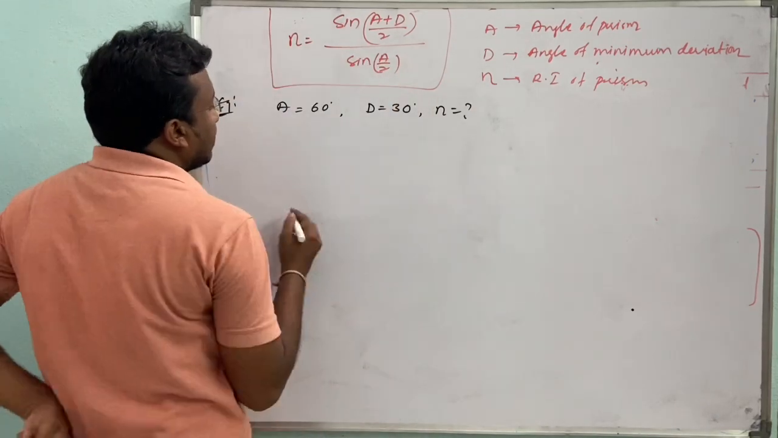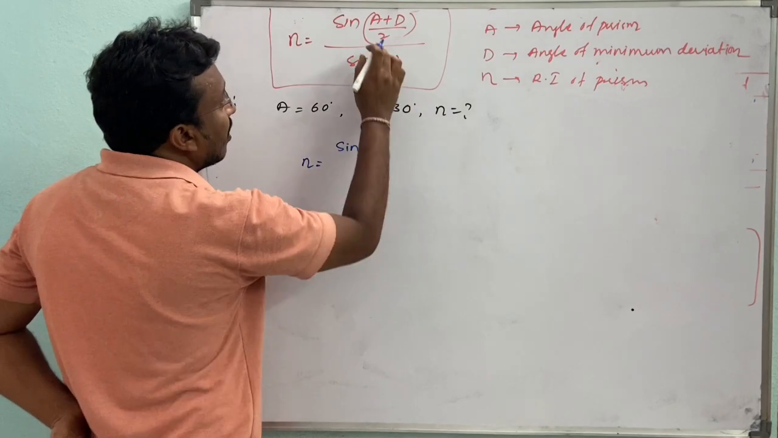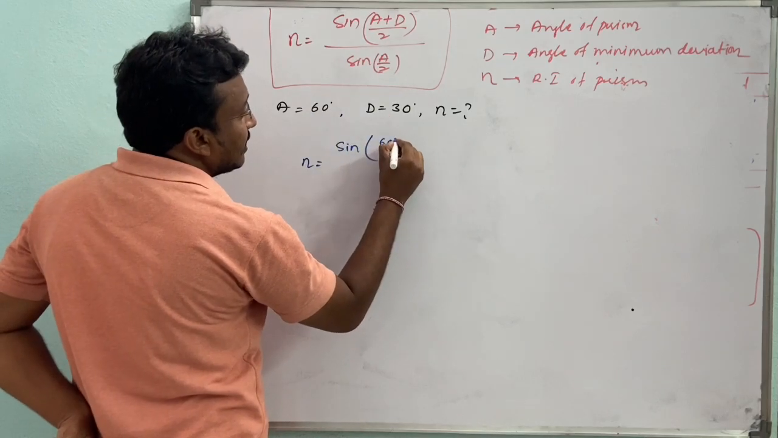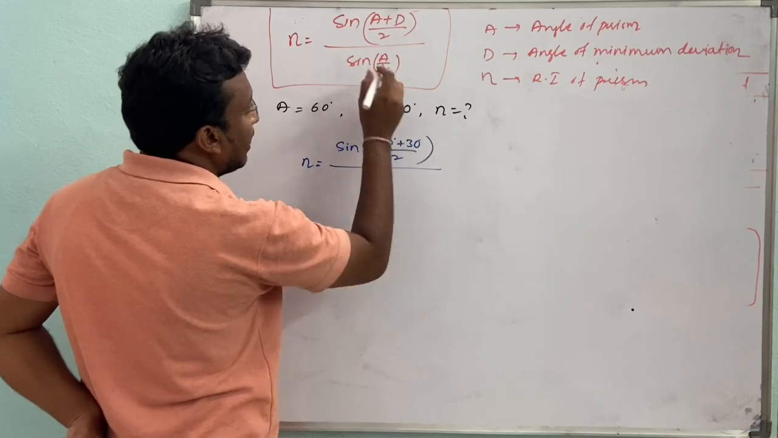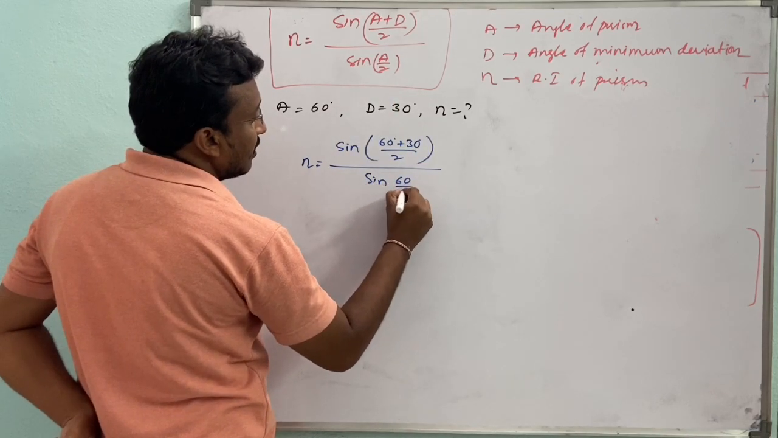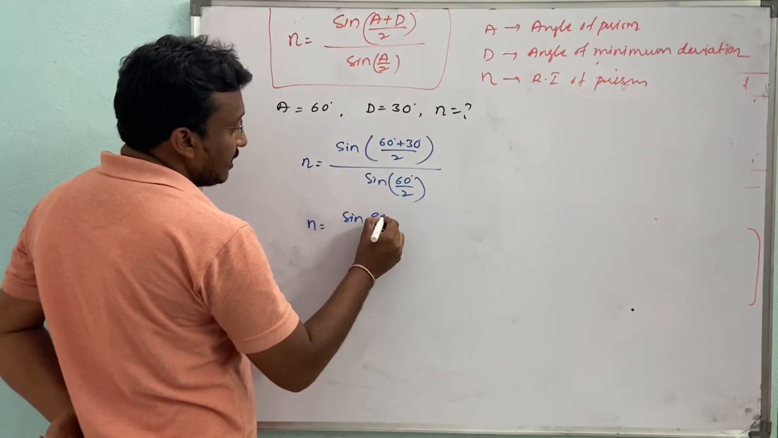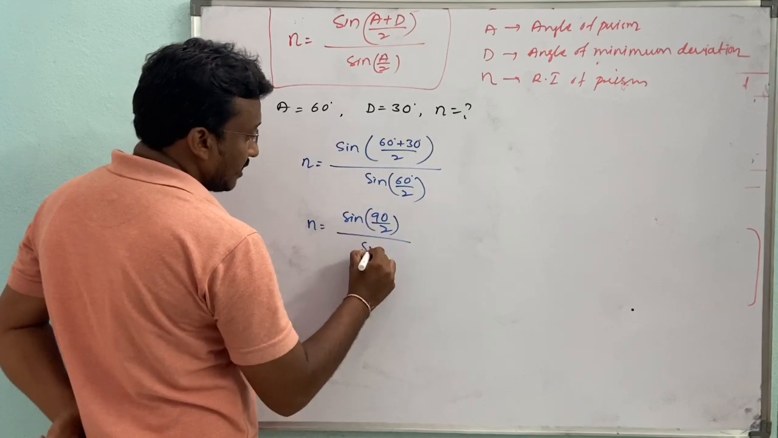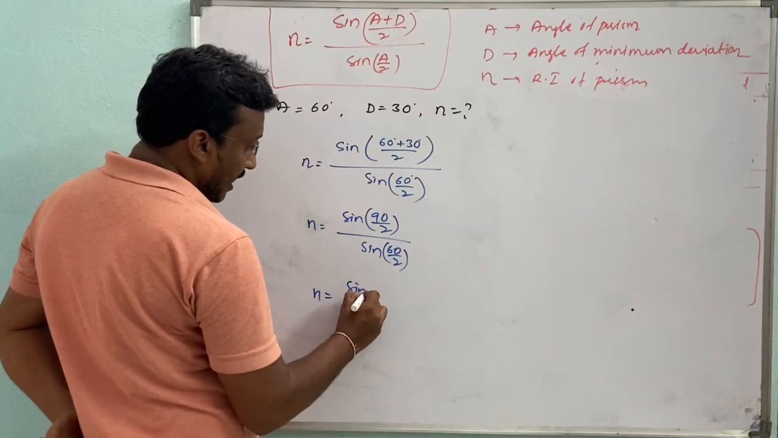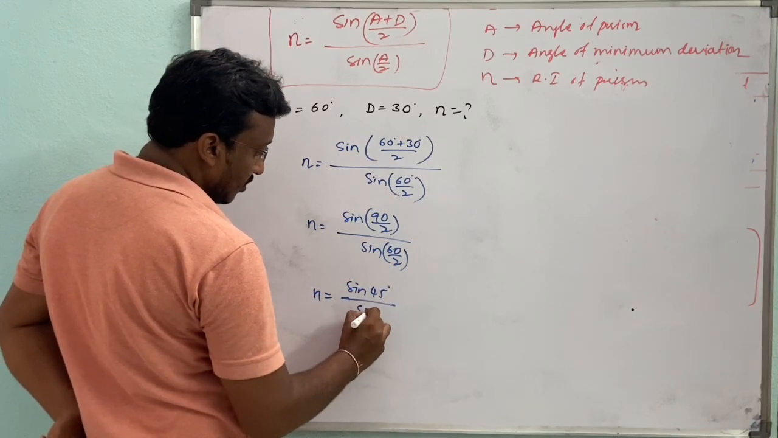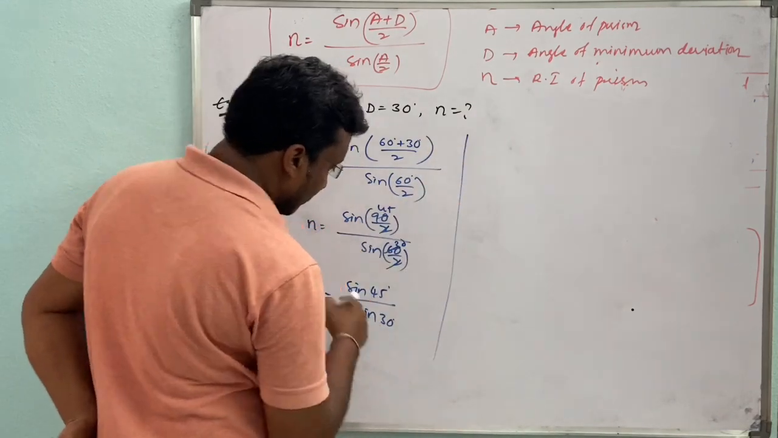Very simple, by using this principle, n equals sine of (A equals 60 plus D 30) by 2 by sine 60 by 2. Okay, then n equals sine 90 by 2 by sine 60 by 2. Then n equals sine 45 by sine 30. Got it?